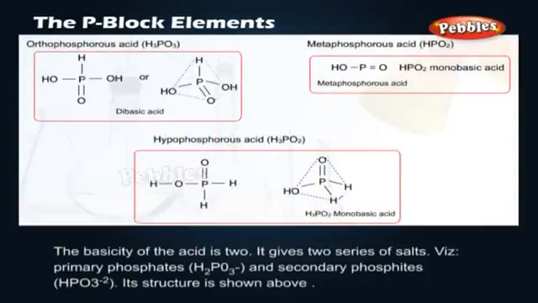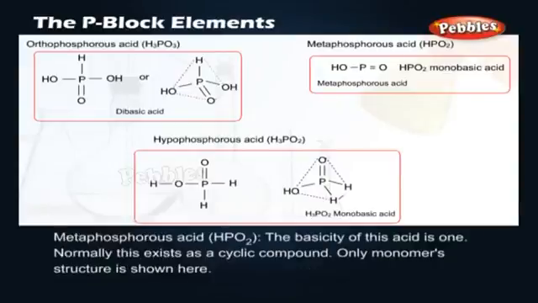Orthophosphorous acid, H3PO3. The basicity of the acid is 2. It gives two series of salts, namely primary phosphites H2PO3 minus and secondary phosphites HPO3 2 minus. Metaphosphorous acid, HPO2. The basicity of this acid is 1. Normally, this exists as a cyclic compound. Only the monomer's structure is shown here.